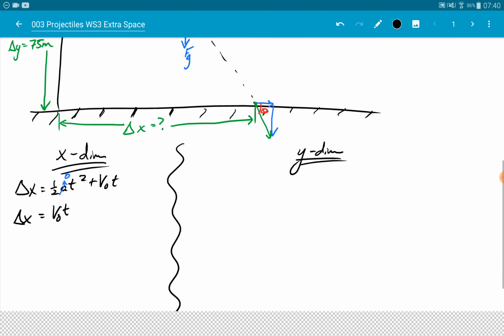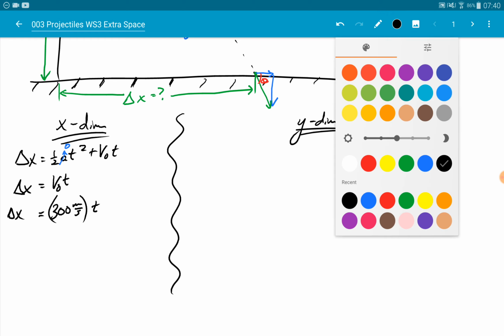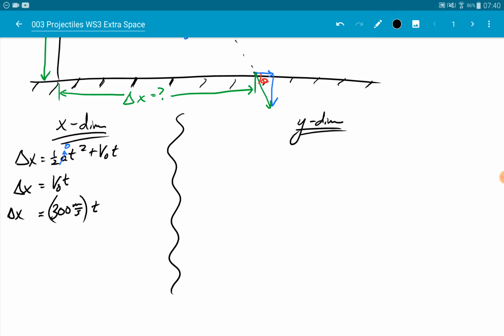So I can't solve that yet. I'm going to actually put in the 300 meters per second right there, multiplied by time, just so I remind myself, because I'm going to have to come back to that. I got to remind myself I already know that 300 there. Okay, so I'm kind of stumped on the x dimension there, so I just go straight over to the y dimension, and maybe I can figure something out there.